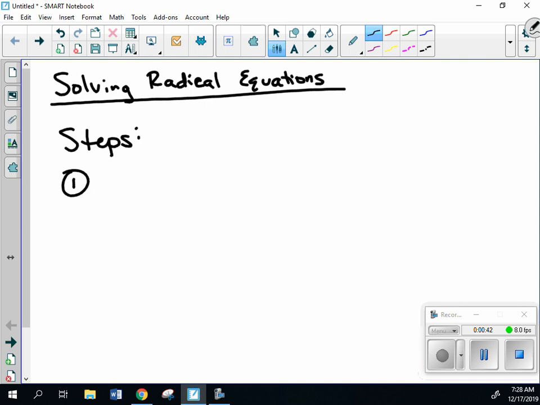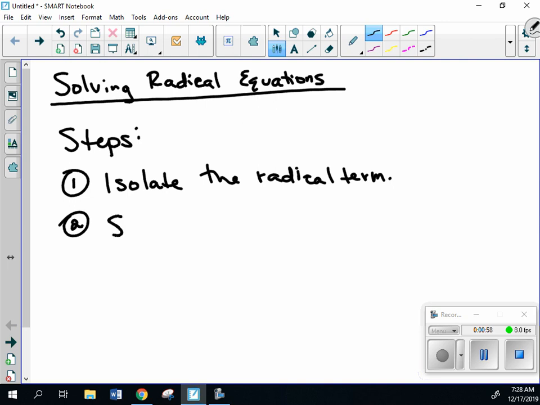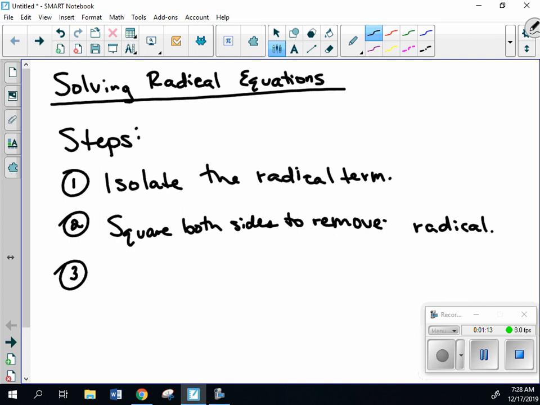Step one is to isolate the radical term. Step two, square both sides to remove the radical. Step three, solve the equation. Depending on how to solve the equation, it adds another dimension here. And step four, eliminate any extraneous solutions.